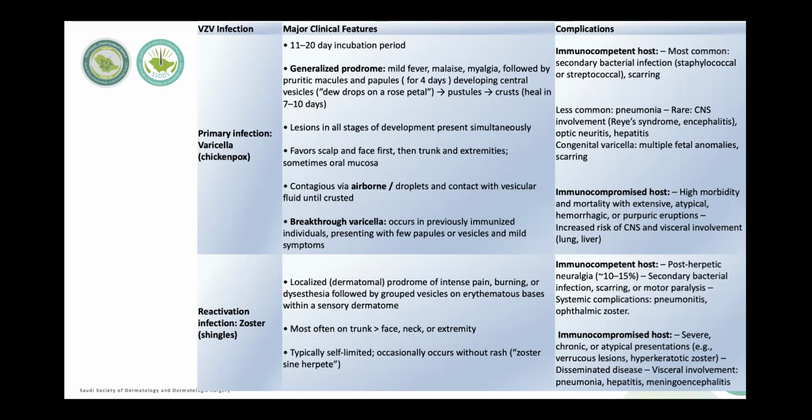It can affect the scalp, face, and then spread caudally, sometimes mucosa. Even people who have had the vaccine before can have breakthrough varicella, or patients who have had varicella before. The most important complication, and that's what we really care about, is the secondary bacterial infection. So you have to check for that. And then less commonly, they can develop other systemic involvement which can be fatal, like pneumonia, CNS, and hepatitis. Okay.